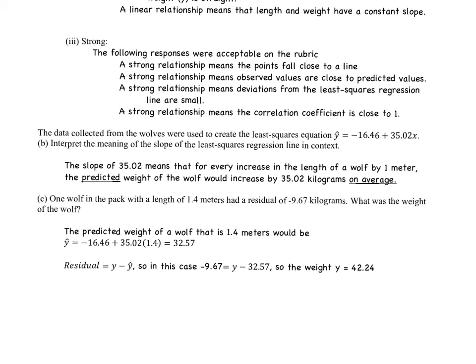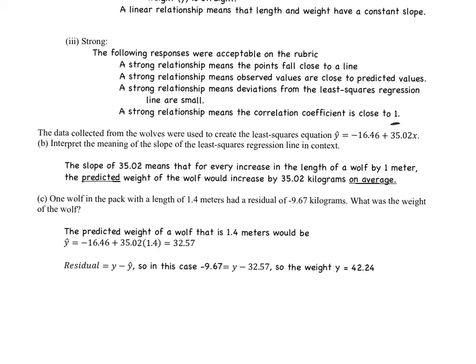And then for number 3, what does it mean to have strong form? You could say a strong relationship means that the points fall close to a line, or a strong relationship means that observed values are close to predicted values. Or a strong relationship means that deviations from the least squares regression line are small. Or a strong relationship means that the correlation coefficient is close to 1. And in this problem specifically, the reason we would say 1 is they've already established that it was a positive relationship. In general, a strong relationship could be close to -1 also, just not in this case because they're told it was a positive relationship.